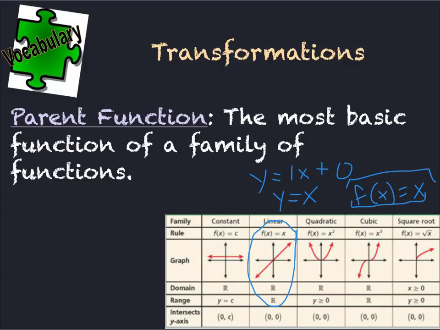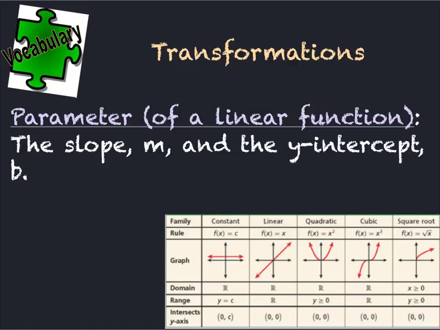That graph is given to you on the chart that I made. It goes right through 0, which is your y-intercept, and it has a slope of 1, meaning we rise 1, run 1, rise 1, run 1, and so on. That would be the most basic function of the linear family.